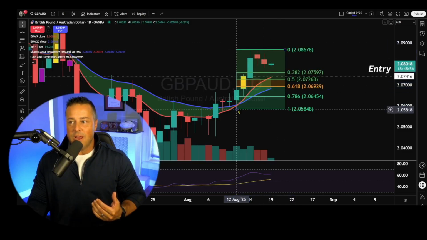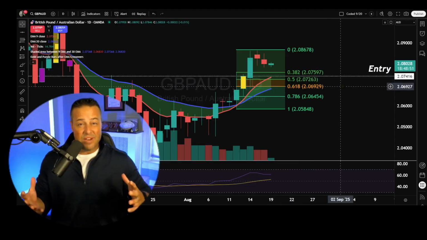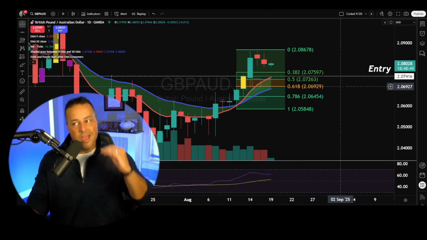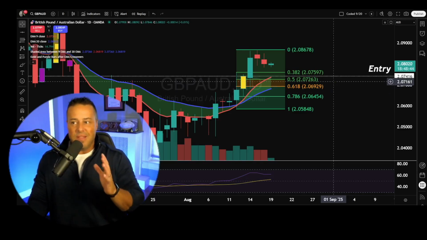But this pullback zone right here, spike low, spike high, pullback right around 207, 207.59, maybe 207.65, somewhere in there. Interesting level, a deep retracement down right around 206, maybe 207 even. That's not a bad bid either.